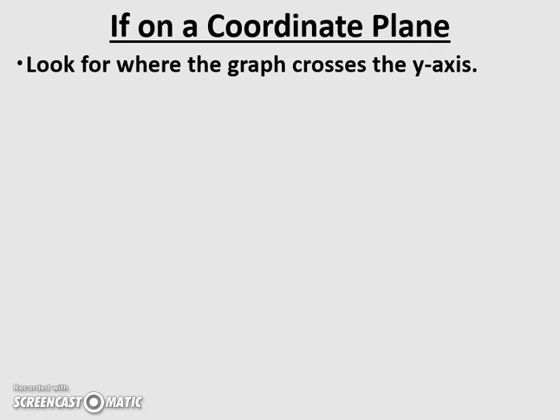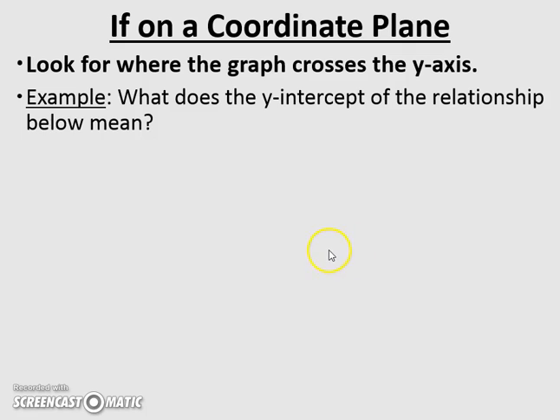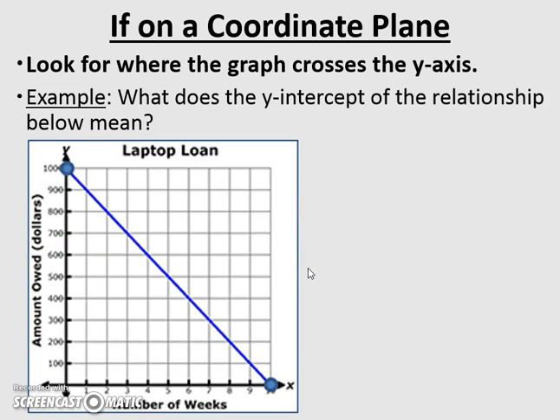So let's look at our next type of representation, and that is a coordinate plane. Remember, look for where the graph crosses the y-axis. So here's our example. What does the y-intercept of the relationship below mean? And here's our graph. Notice it's about a laptop loan. On the x-axis, we have the number of weeks probably spent paying back the money. And on the y-axis, we have the amount of money owed in dollars.